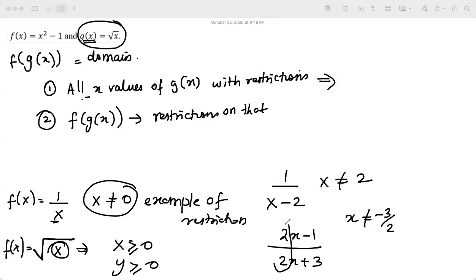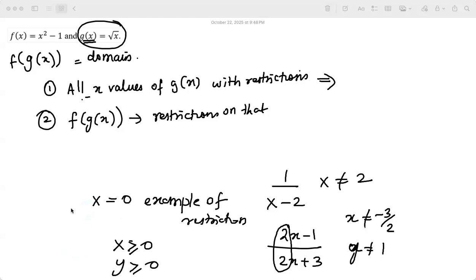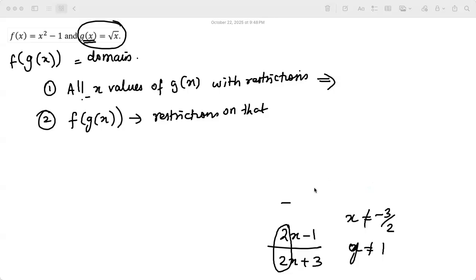Horizontal asymptote. Y cannot equal 1. I'm sorry, Y can't be equal to 1. Correct. Horizontal asymptote, right? Y can't be equal to 1. So these are restrictions that you can usually come across. Some examples I have given. Usually it is always based on these only. So that is what restrictions are.